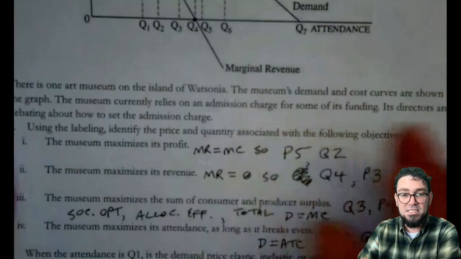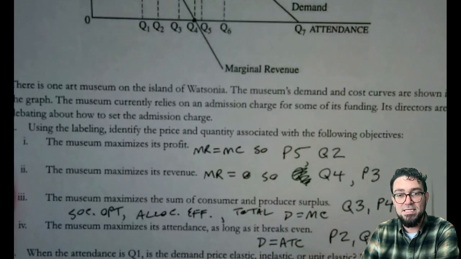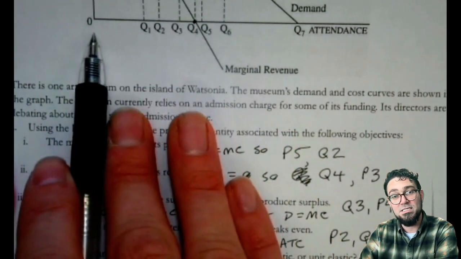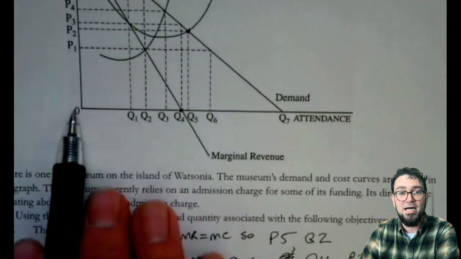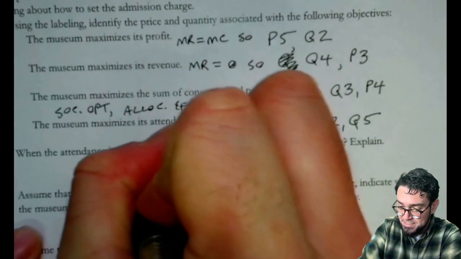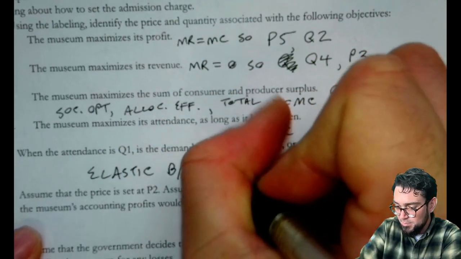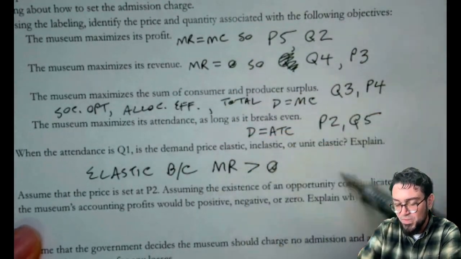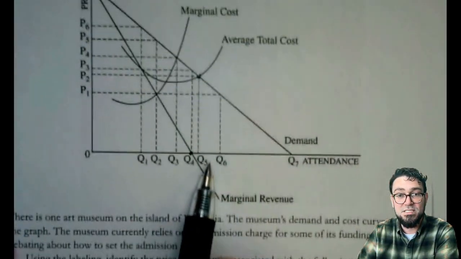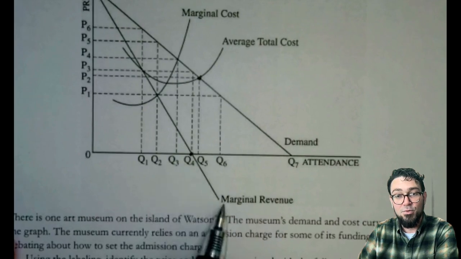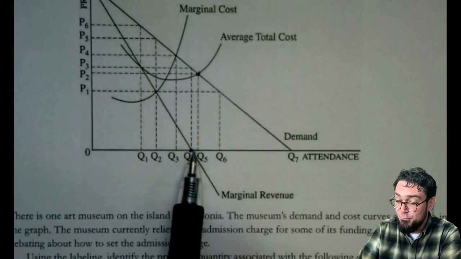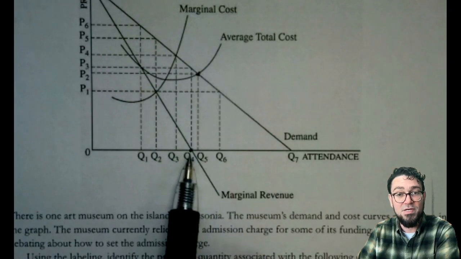And then it says, when the attendance is Q1, is demand price elastic, inelastic, unit elastic? Explain. Well, I know that the early portion of a demand curve where MR is greater than 0, where marginal revenue is positive, that's the elastic range of a demand curve. And so I say elastic because MR is greater than 0. If they had said the attendance was Q5 or Q6, well, marginal revenue is negative at Q5 and Q6, so that would mean it's in the inelastic range. Q4 is actually the unit elastic point on the demand curve.